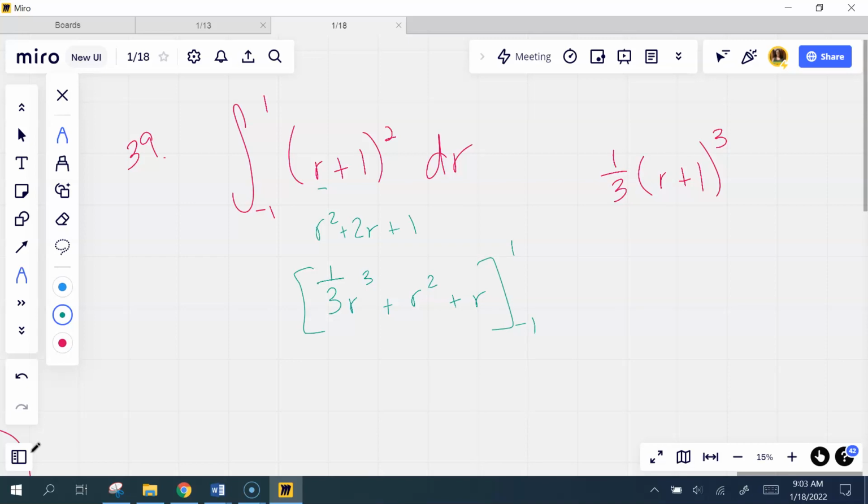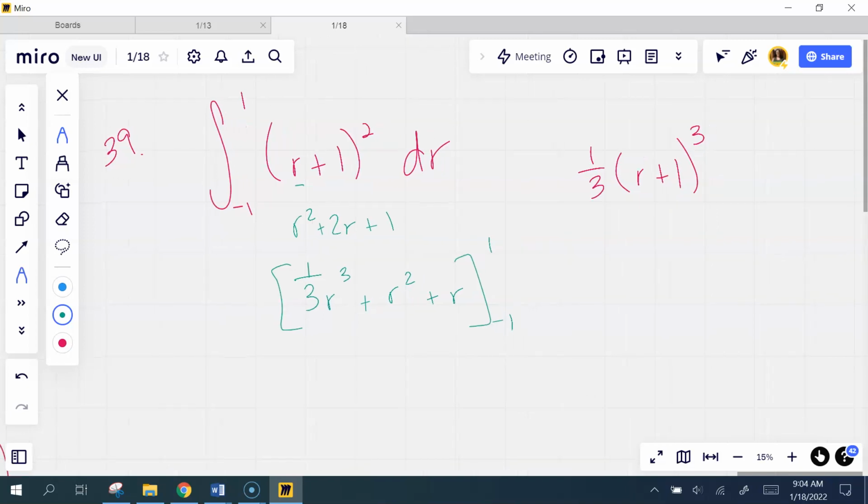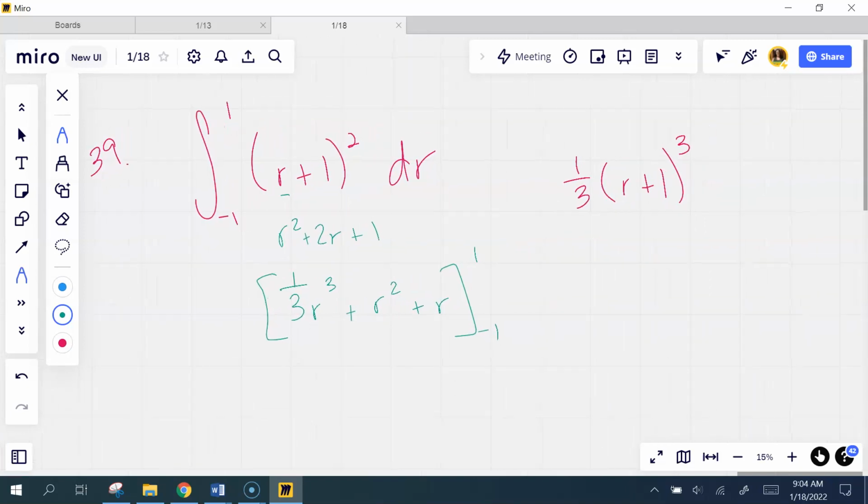From -1 to 1. Do I need a plus C? No, because I'm doing a definite integral. You only worry about C when I'm in an indefinite situation, and we'll talk about that. But because I'm evaluating specific numbers, I don't have to worry about the C. If the C were in here, it wouldn't matter because I'm doing top bound minus lower bound, and the C's would cancel.